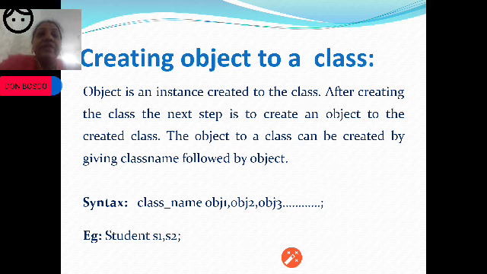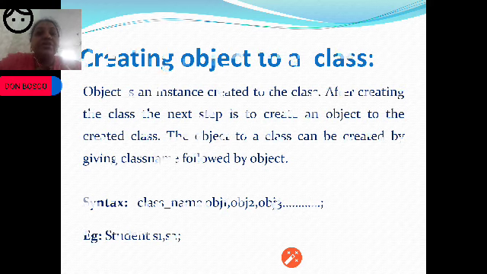So how do we create an object? Creating an object for the class is done by the class name followed by the object name. N number of objects can be created. For example, student is the class name, and S1, S2 are the objects. S1, S2, S3, like that up to Sn. N number of objects can be created for the student class.